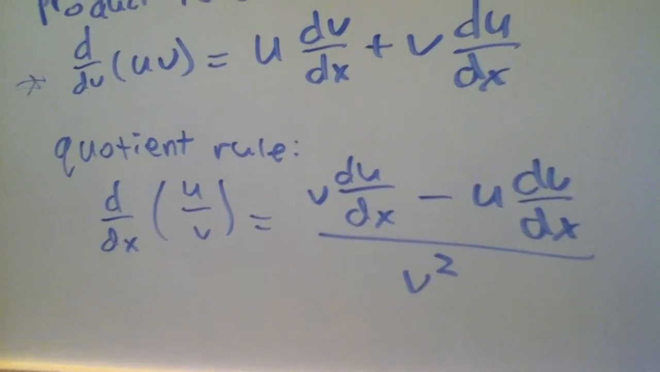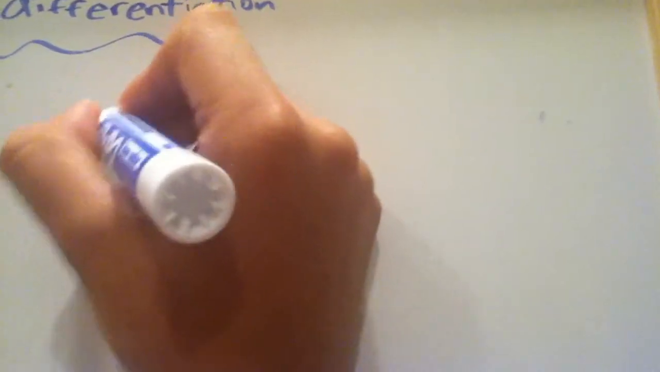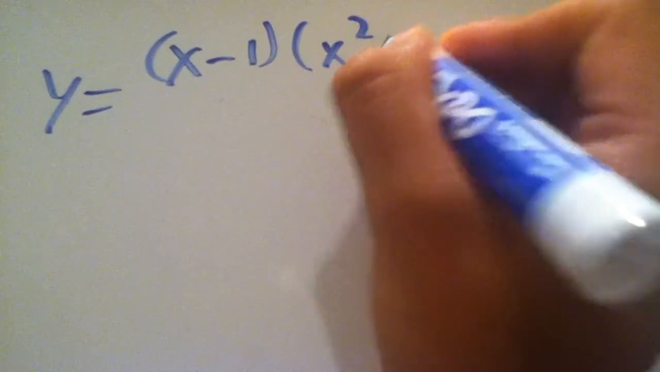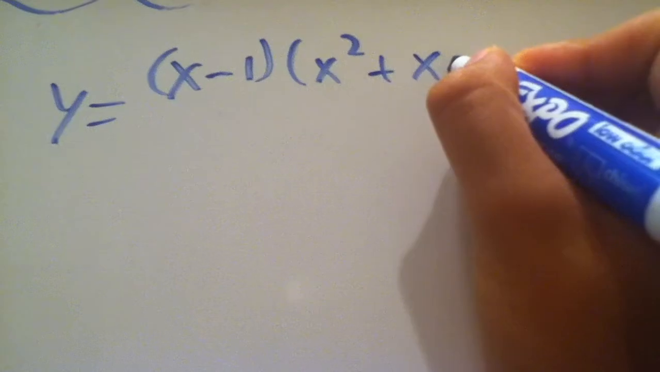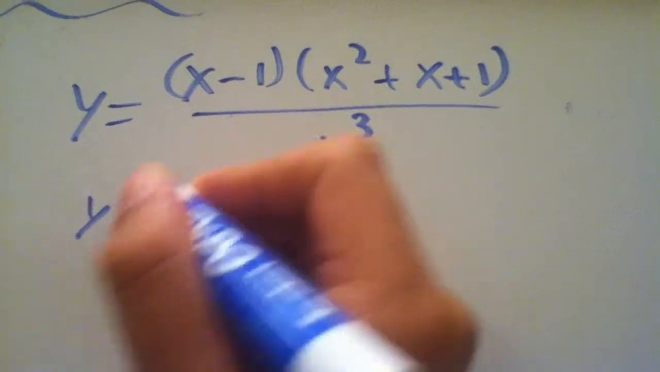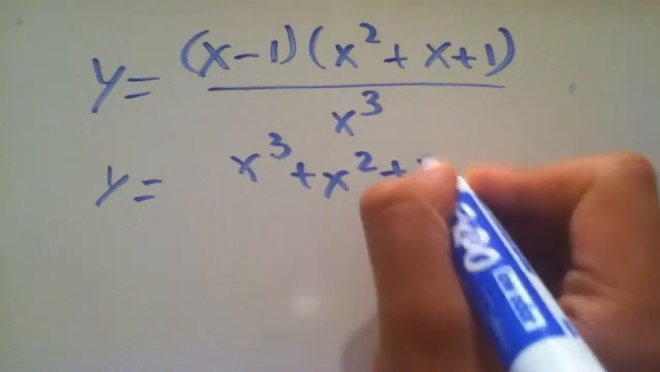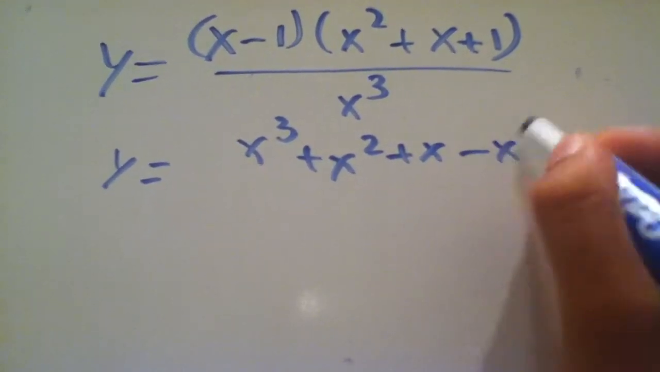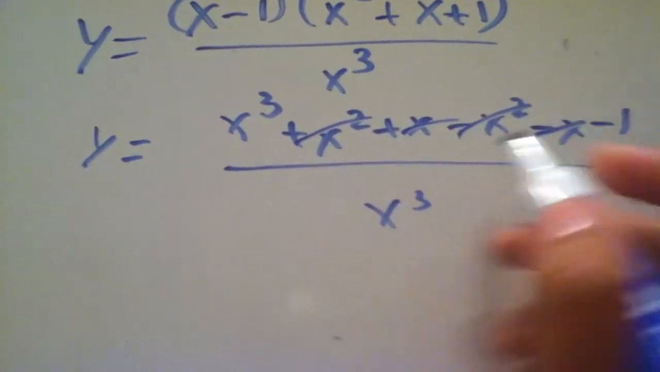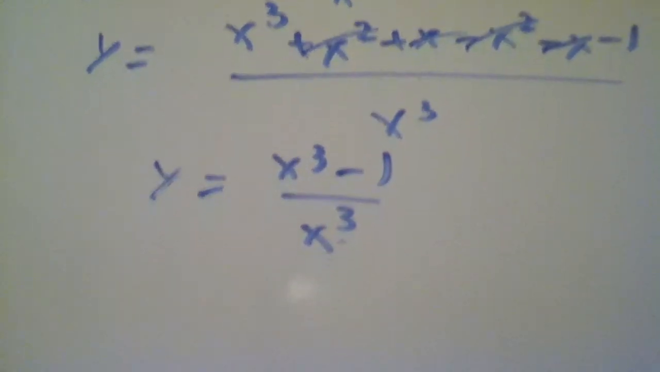So for the quotient rule, the example we'll be doing is y is equal to x minus 1 times x squared plus x plus 1 over x cubed. Now we can FOIL out the top to just make it simpler. We get x cubed plus x squared plus x minus x squared minus x minus 1 over x cubed. This and this cancel out, this and this cancel out, and we get y is equal to x cubed minus 1 over x cubed. So much easier to work with.